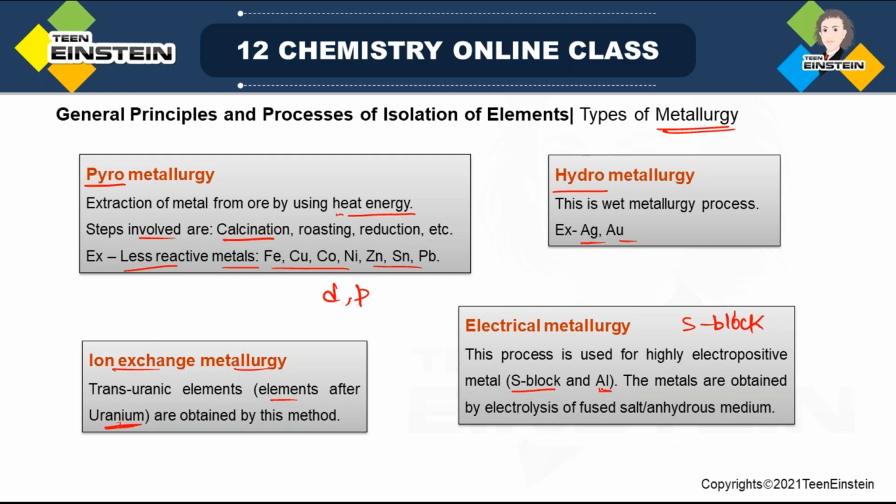So in this process, what do we mainly use? The process electrolysis is mainly used. Electrolysis process details we have already discussed in the electrochemistry chapter, so you have some idea about it. Electrolysis will be done on the fused salt, that is, without any water present. So this method is used for highly electropositive metals. So here we have mainly 4 types: pyro, hydro, ion exchange, electric.